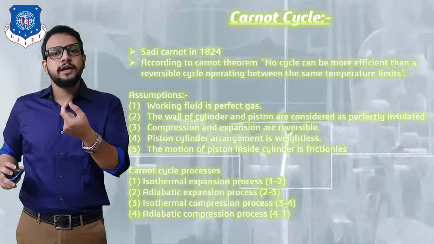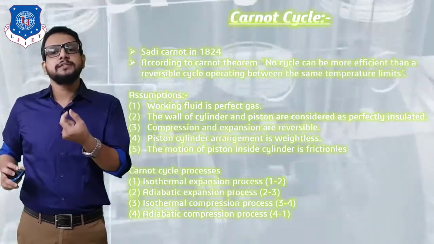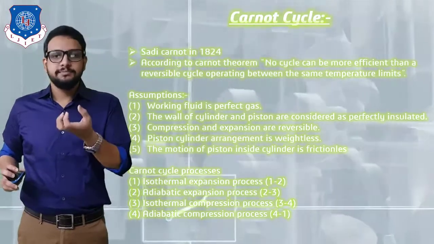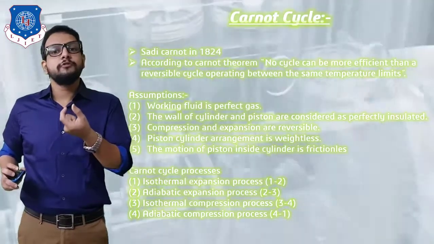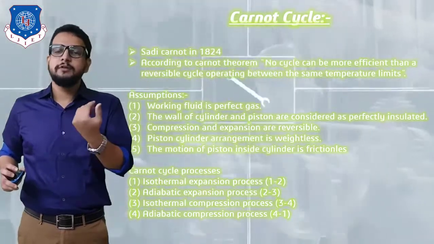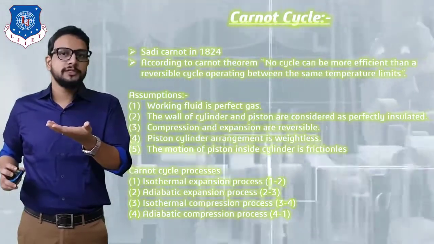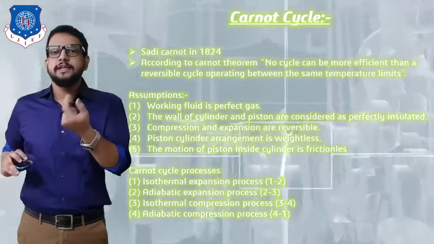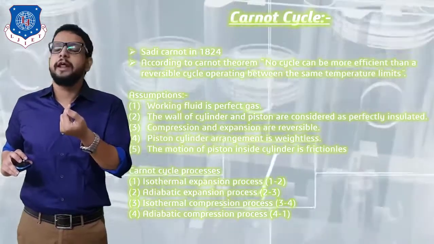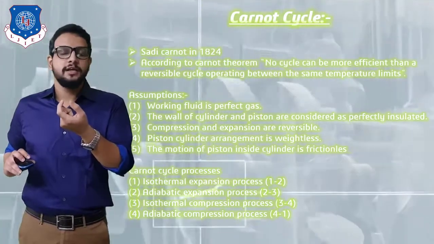Next assumption is that the piston cylinder arrangement is weightless, which means there is no weight. Okay, next assumption, motion of the piston inside the cylinder is frictionless, which means there will be no resistance to the motion of the piston. It can move freely. That is, we can easily convert linear motion of the piston into rotational motion of the crank shaft. That is mechanical power.